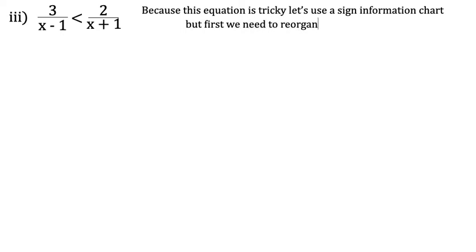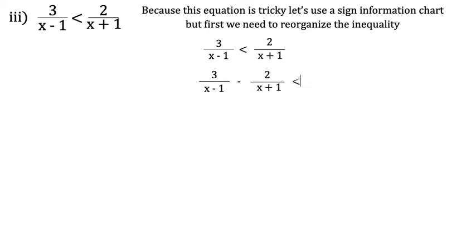Because this equation is tricky, let's use a sign information chart. But first we need to reorganize the inequality. Starting with what we have, 3 over x minus 1 less than 2 over x plus 1, let's move the 2 over x plus 1 to the other side so that we have 3 over x minus 1 minus 2 over x plus 1, which will all be less than 0.